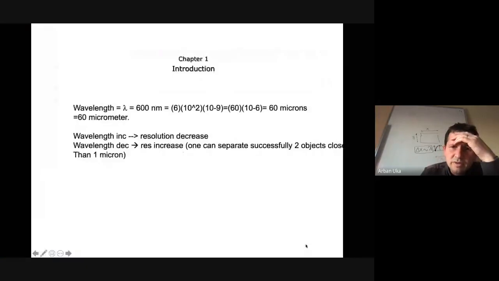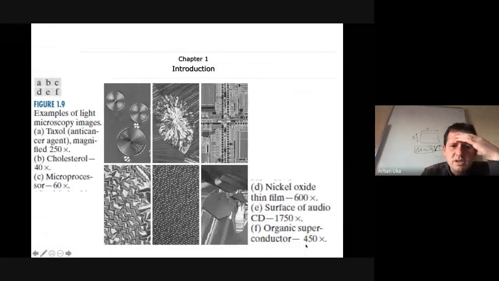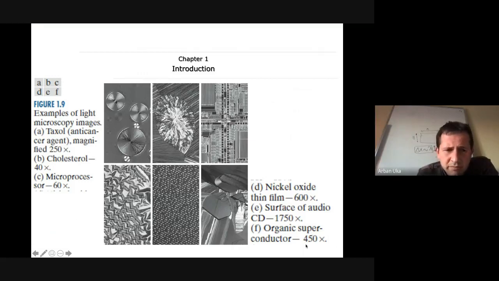Now let's move here. Wait a second. So this was microscopy. You can see what we are seeing. Apparently, we can see the cholesterol. Cholesterol is a huge construct. Multiplying by 50 times, we can see it. We have an anti-cancer agent, which is multiplied 250 times. So magnification is 250. Then we see image C. This is a microprocessor, which is seen by a magnification of 60 times.